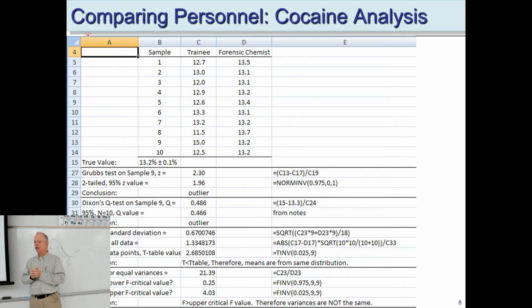And then the F test for equal variances is one narrow and the other one wide. So you're just looking at the variances in the data. And that one you can kind of tell is probably going to come out that they don't have equal variances, because the forensic chemist data is so tight and the trainees data is so spread out. Okay. So we'll come back to these. These are the formulas for all of these, but let's go through these tests.